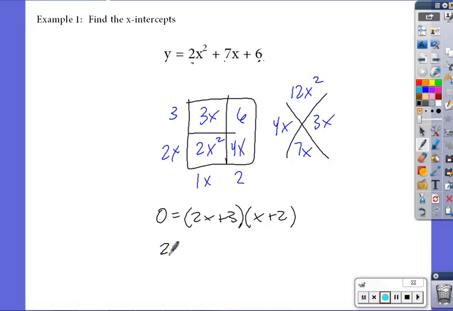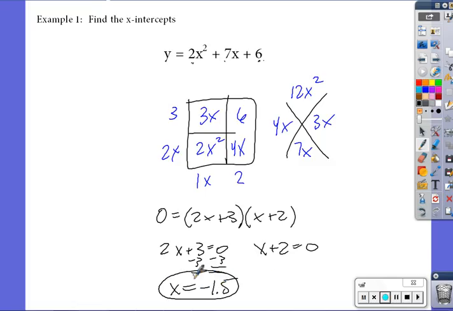Split this up. 2x plus 3 equals 0. x plus 2 equals 0. I'm going to do two steps here, minus 3 and divide by 2. So I'm going to end up with x equals negative 1.5. And here I'm going to end up with x equals negative 2. This is a good thing, okay?